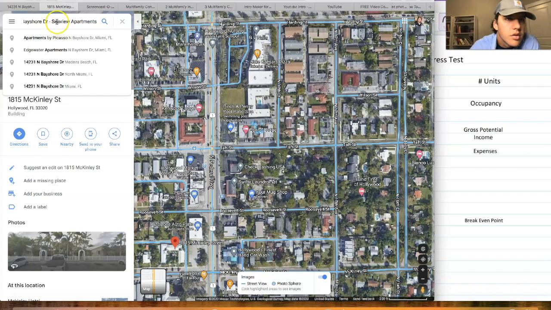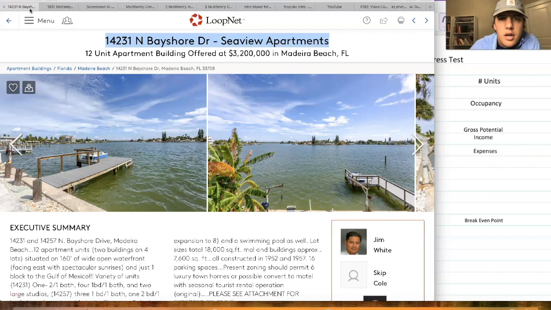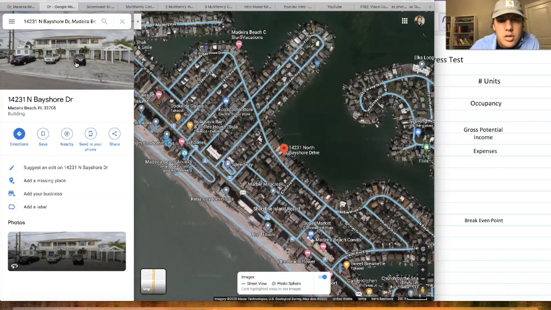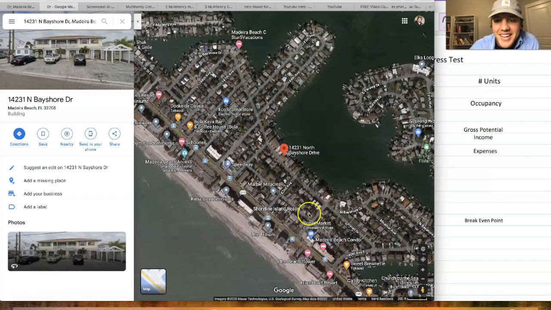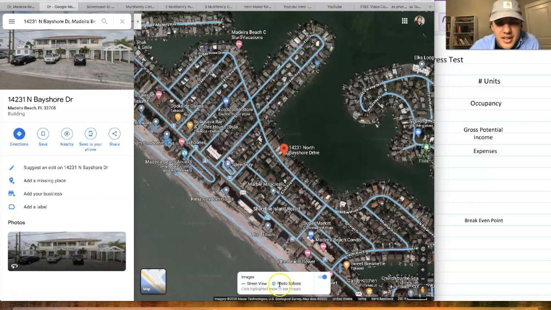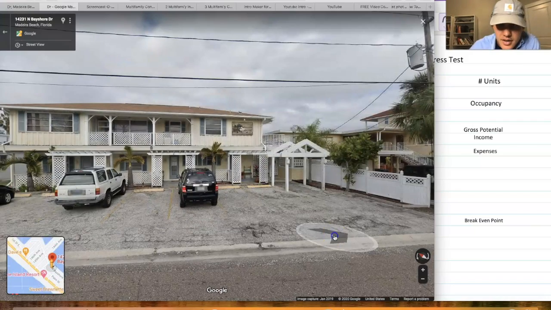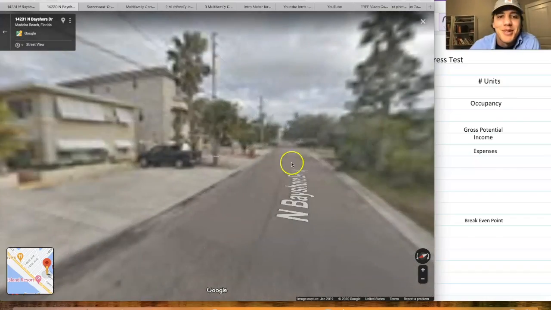Apartments. Is that Bayshore? Yeah. Or Madeira Beach. There it is. So right here, I can get this street view, and it's almost like walking the deal. So check this out. Street view. You just click on the location, a little guide right here. But you can drive the property. I mean, it's awesome.